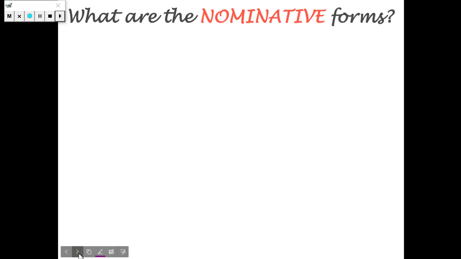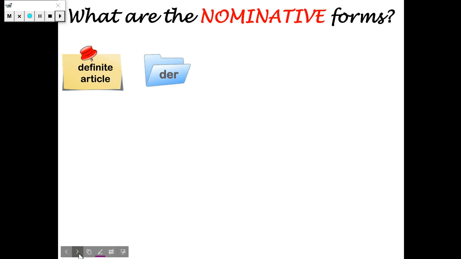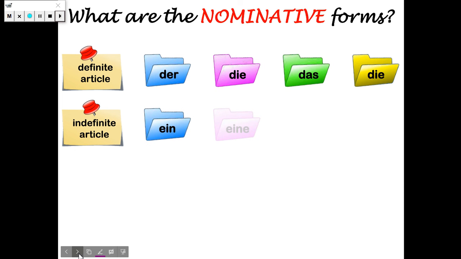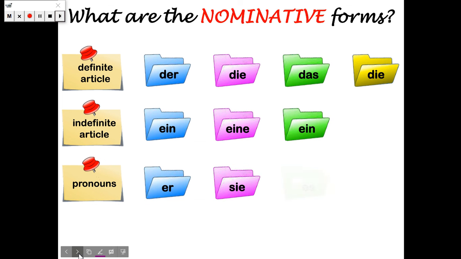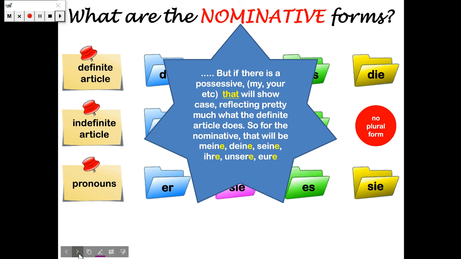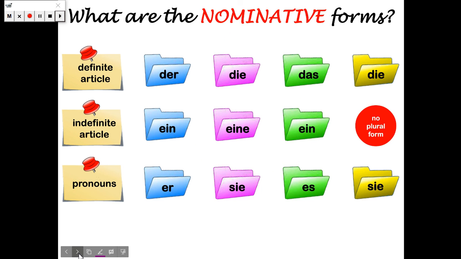Okay, so what are the nominative forms? In other words, the subject form, so the words for the, der, die and das, and then die for plural. Words for a, or my, or your, we call these indefinite article, ein, eine, and there's no word for plural, or pronouns er, sie and es, and sie for plural. But if there's a possessive, my, your, etc., that will show case. So you have to think about the ending on that as well. For the nominative, it will be meine, deine, seine, etc., etc.